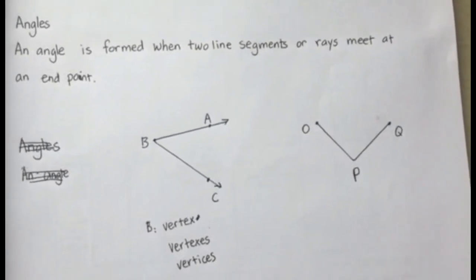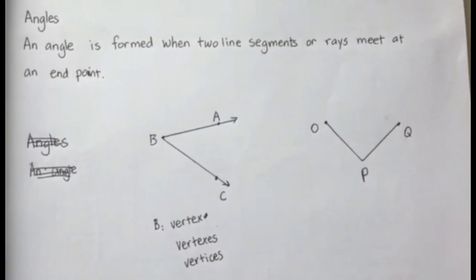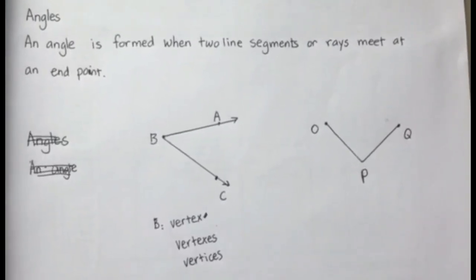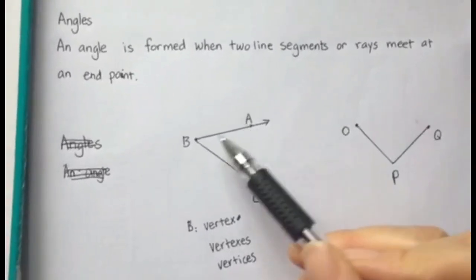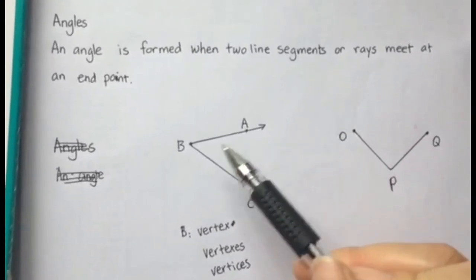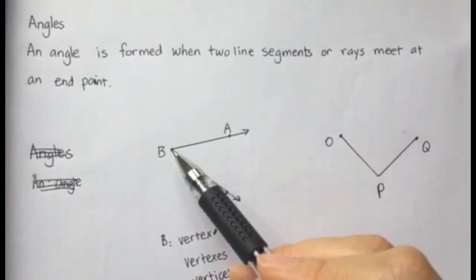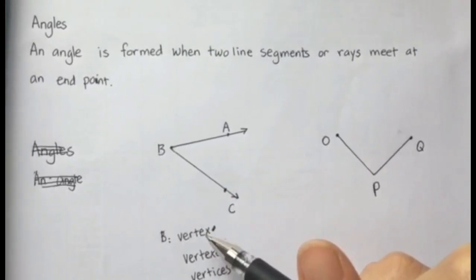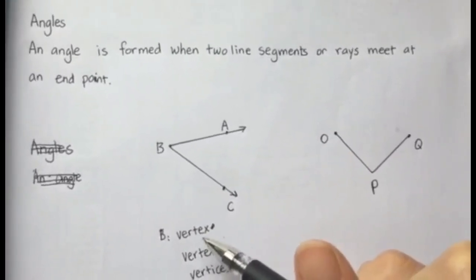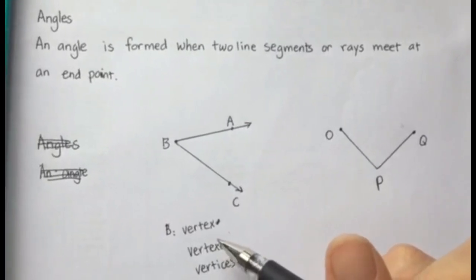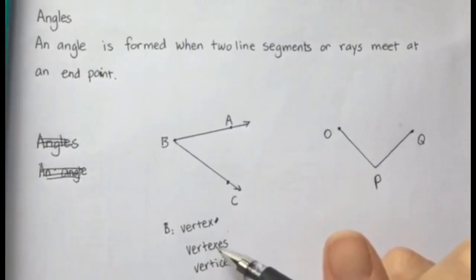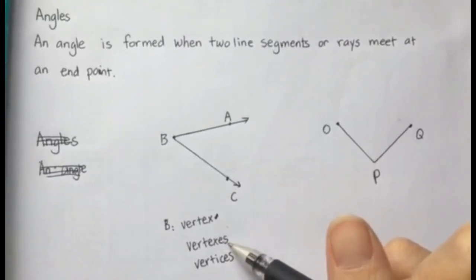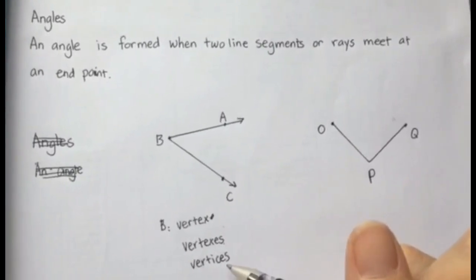Now let's look at angles. An angle is formed when two line segments or rays meet at an end point. So in this angle, ray BA and ray BC, they meet at the end point B. So B is called the vertex of the angle. We talked about vertex or vertexes when we talked about triangles. We say a triangle has 3 vertexes or 3 vertices.